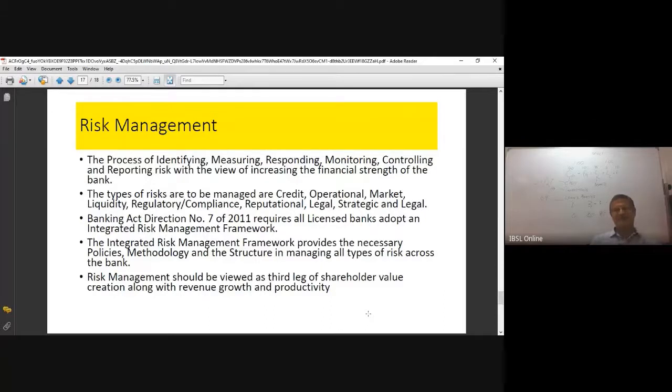Risk management also needs a kind of reporting, and this reporting has to be done not only to senior management, it has to be done to the board of directors. So your chief risk officer will be involved, reporting directly to the board of directors. So he needs to identify risk, measure, respond, monitor, control, and report with the objective of strengthening the financial strength of the bank. Therefore, risk management is a critical function.